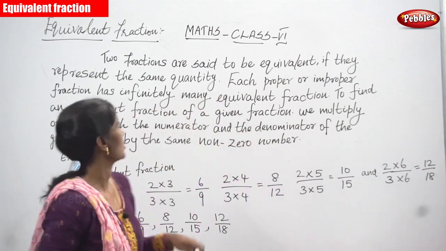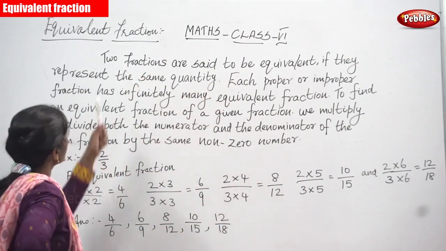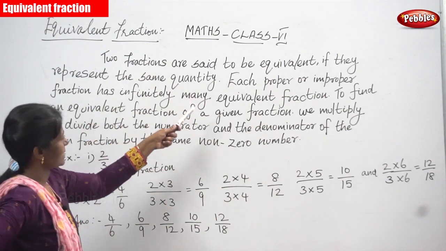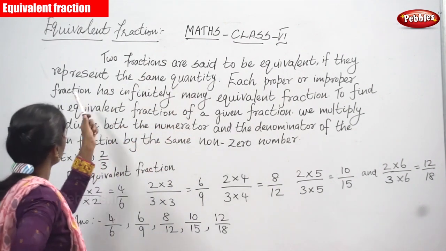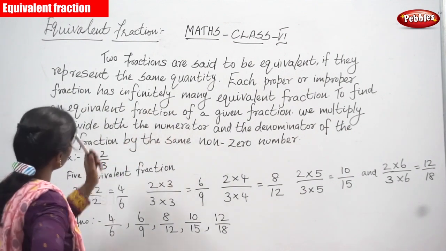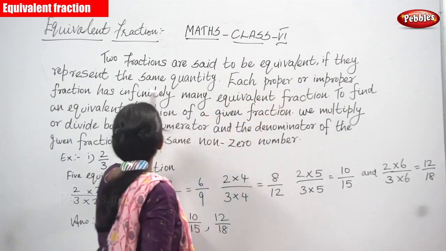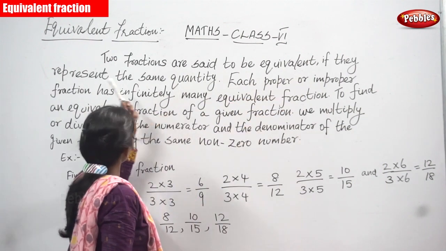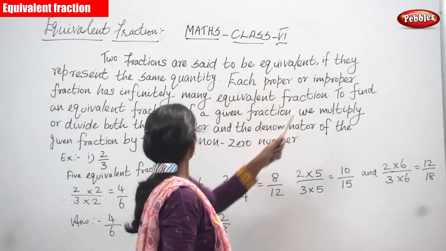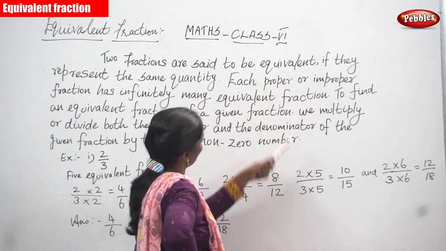In today's class, we are going to see Maths Class 6 Equivalent Fraction. Two fractions are said to be equivalent if they represent the same quantity. Each proper or improper fraction has infinitely many equivalent fractions. I'll repeat, two fractions are said to be equivalent fractions if they represent the same quantity. If they represent the same quantity, each proper or improper fraction has infinitely many equivalent fractions.